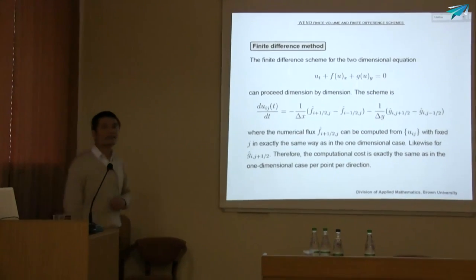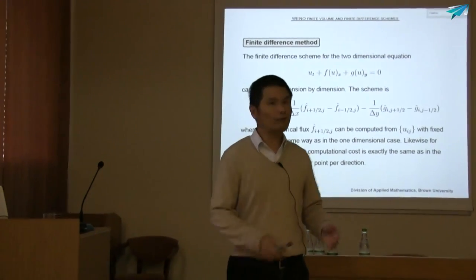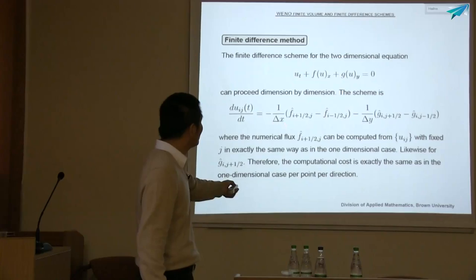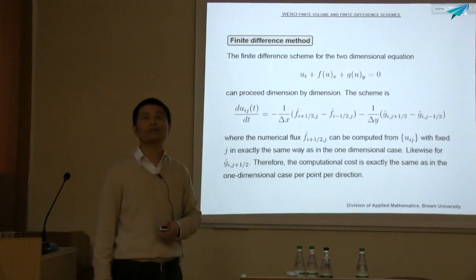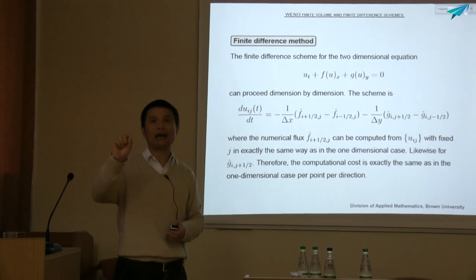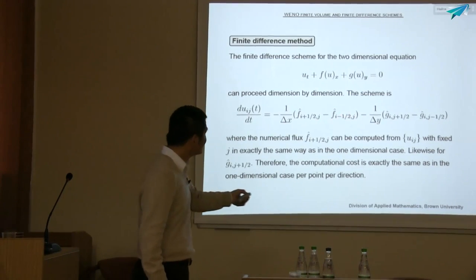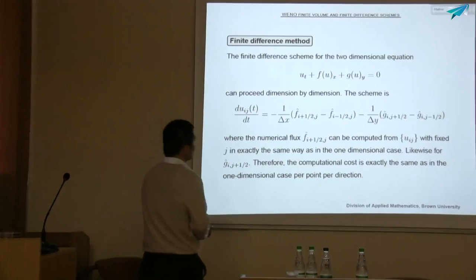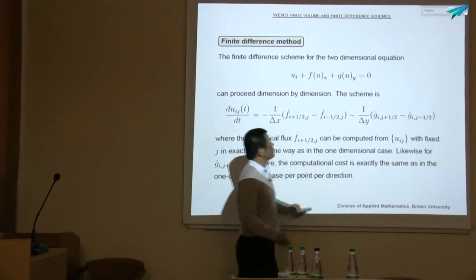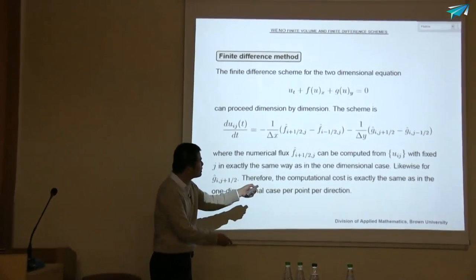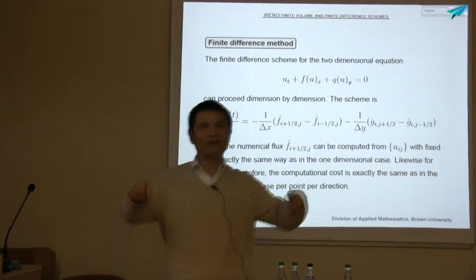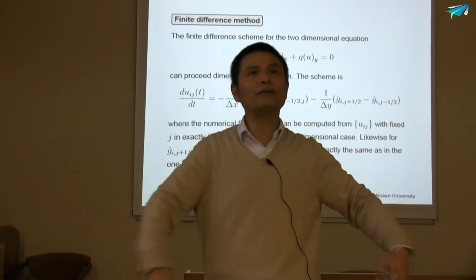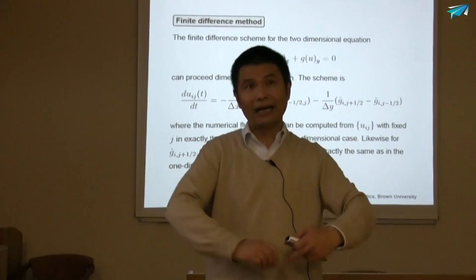On the other hand, finite difference schemes in multi-D are straightforward. For example, if you want to solve this PDE using this conservative scheme, and these are just point values of u at the cell center, x equals x_i, y equals y_j. It should be approximated by these flux differences. However, if you look at this, for fixed j, this is just saying that I should use the flux at i plus half minus the flux at i minus half, divided by delta x, to approximate f(u) sub x at this location. So the x derivative.